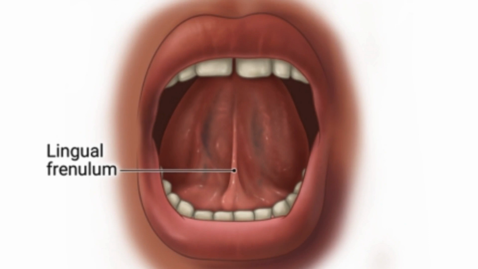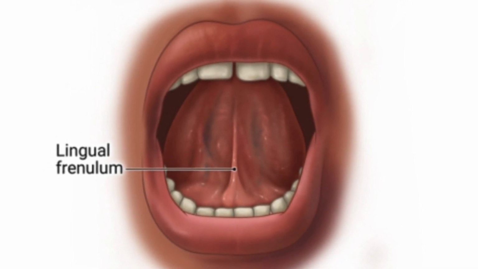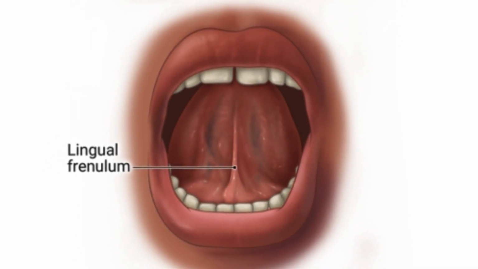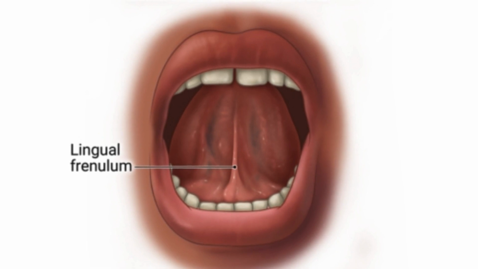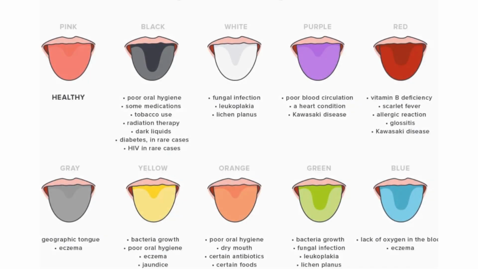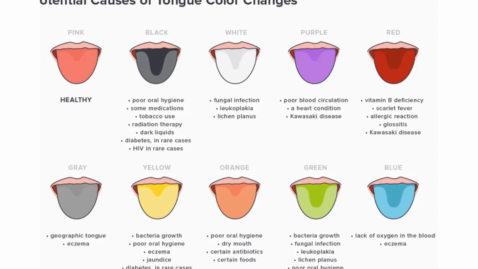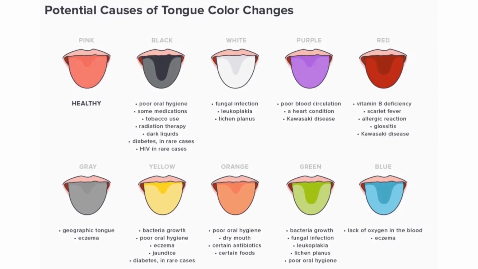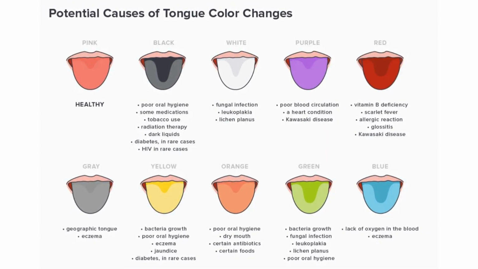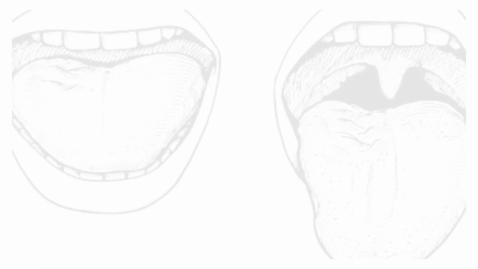The lingual frenulum is a thin band of tissue that connects the underside of the tongue to the floor of the mouth. In some individuals, the frenulum may be abnormally short or tight, causing a condition known as tongue tie. The color of the tongue can provide insights into a person's health. A healthy tongue is usually pink and moist. Pale or white patches can indicate anemia or fungal infections, while a red or inflamed tongue may be a sign of vitamin deficiencies or infections.